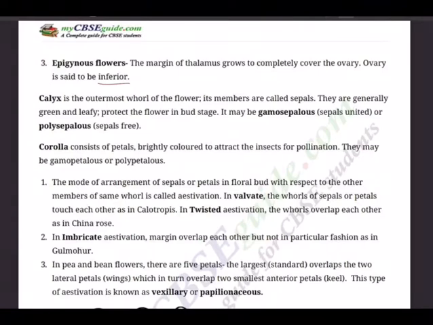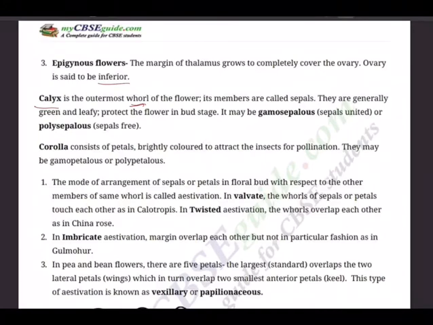Now, moving ahead, we were talking about the types of flowers based on the position of the ovary: superior ovary, inferior ovary, and mid ovary, we said. Moving ahead, a flower has a calyx, the outermost whorl. We said 4 whorls will be there. One is calyx, another is corolla, third one is androecium, fourth one is gynoecium.